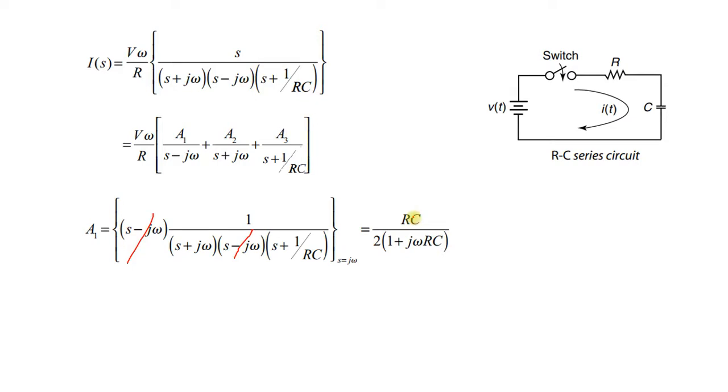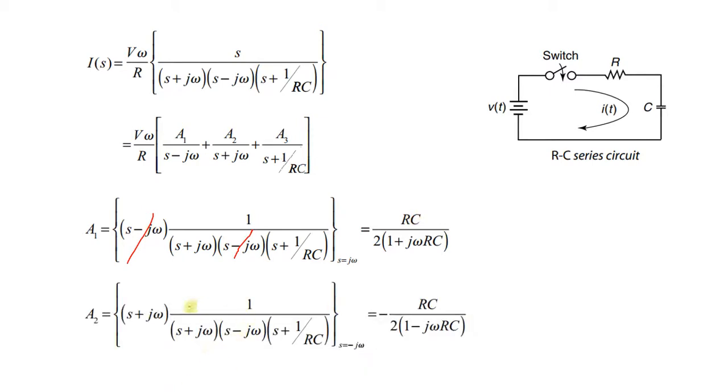For finding the value of A2, substitute s equal to minus j omega, so that this term and this term cancel each other. Substituting minus j omega here, it is minus 2j omega and minus j omega plus 1 by RC, and rearranging, the final value is RC divided by 2 into 1 minus j omega RC. The minus sign is behind.